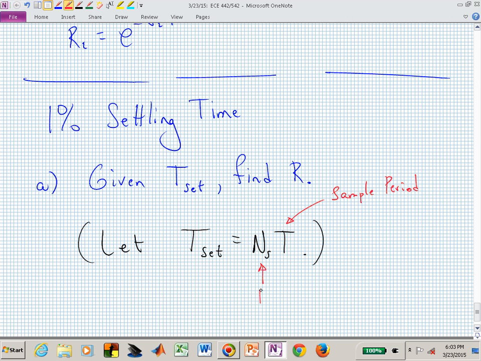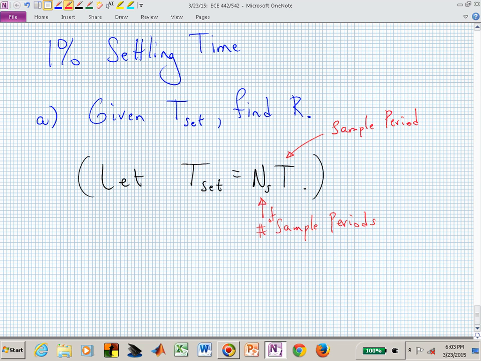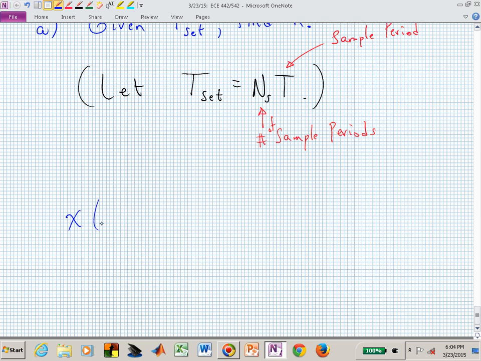And N sub S is the number of sample periods to reach a given, and we're agreeing on a 1% settling time, which means that the concept we're looking at is x at sample period N sub S is going to be R raised to the N sub S times x of 0, and we know that for a 1% settling time we want that to be consistent with 0.01 of where we started.